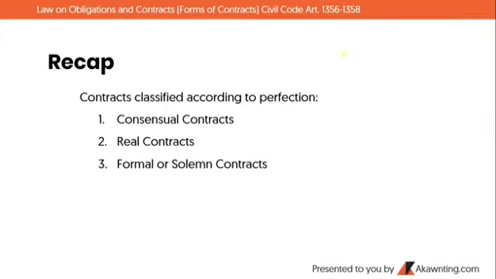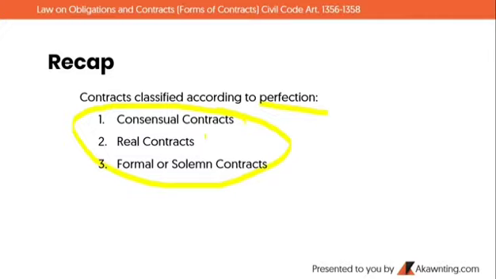according to perfection. Okay? And then we discussed these three. We have consensual contracts, which is generally the classification of any contract in general, di ba? Kasi pag consensual, COC lang siya. Consent, object, and the cause ang kailangan lang dyan. Okay, number 2 are real contracts, which in addition to the COC, kailangan niya ng delivery.